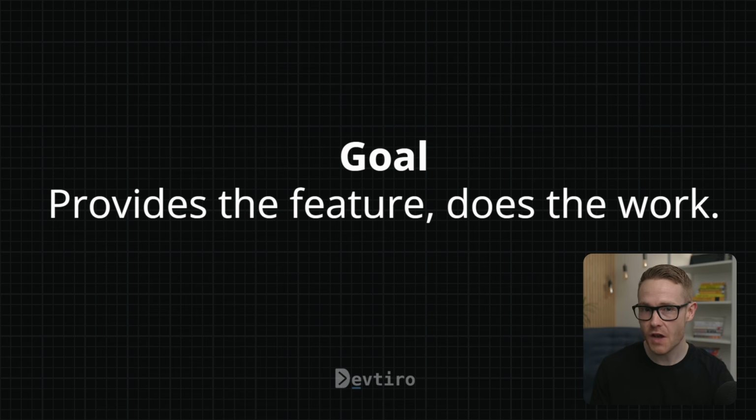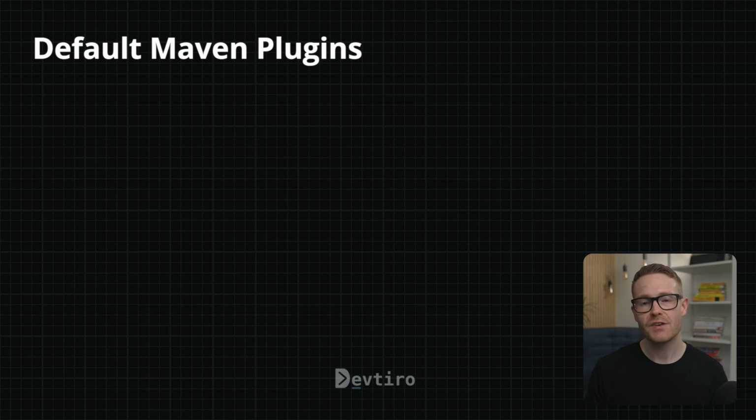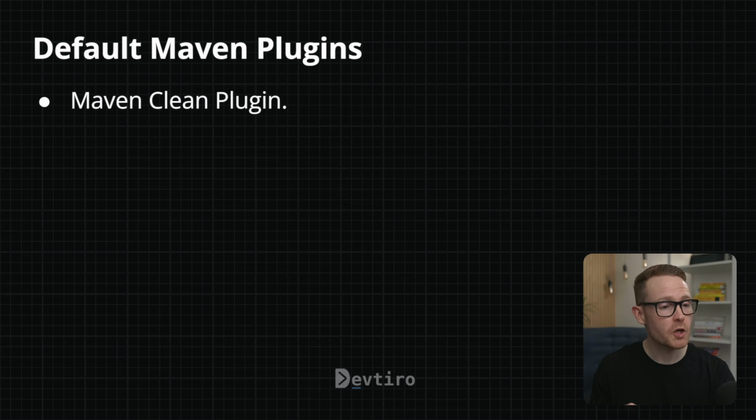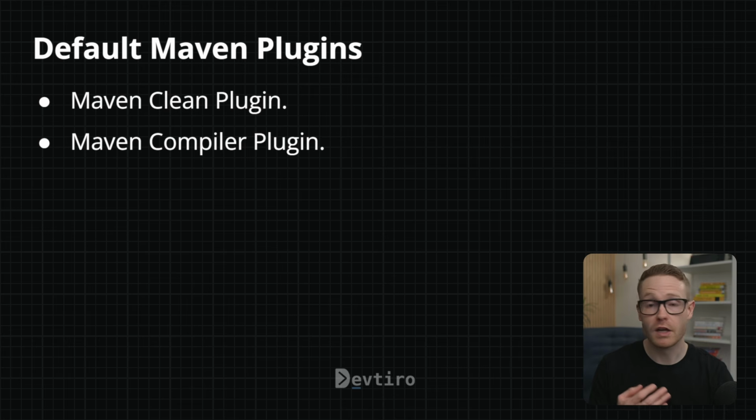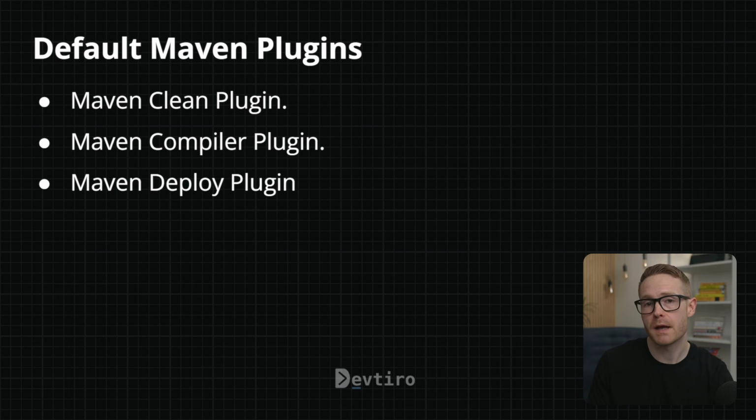And the key thing to note here is that Maven plugins provide goals. Apache Maven is modular by default and has a huge ecosystem of plugins that provide goals, adding additional features to Maven. Now, some of these plugins are default, which means that you get them as soon as you have a Maven project. You don't need to install or configure anything, you just get them for free. Some examples of Maven default plugins include the Maven Clean plugin, the Maven Compiler plugin, the Maven Deploy plugin, among others.